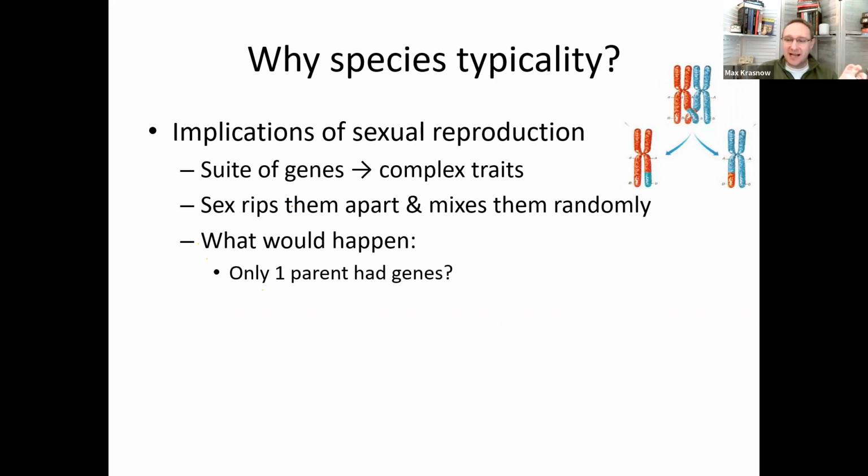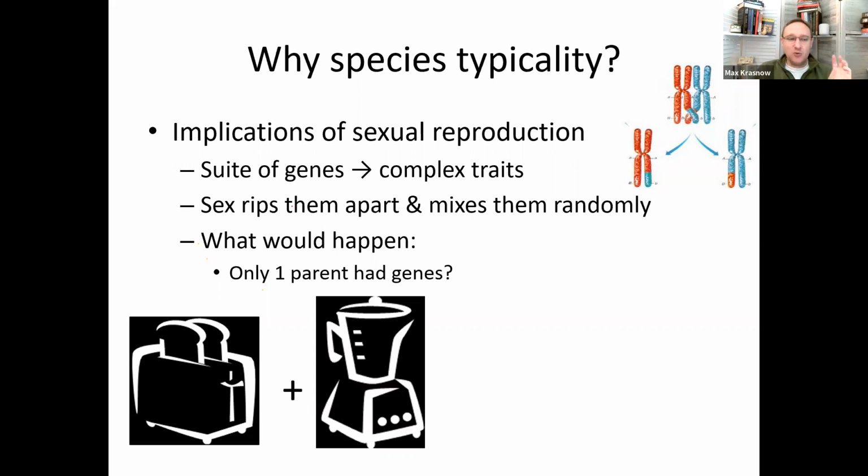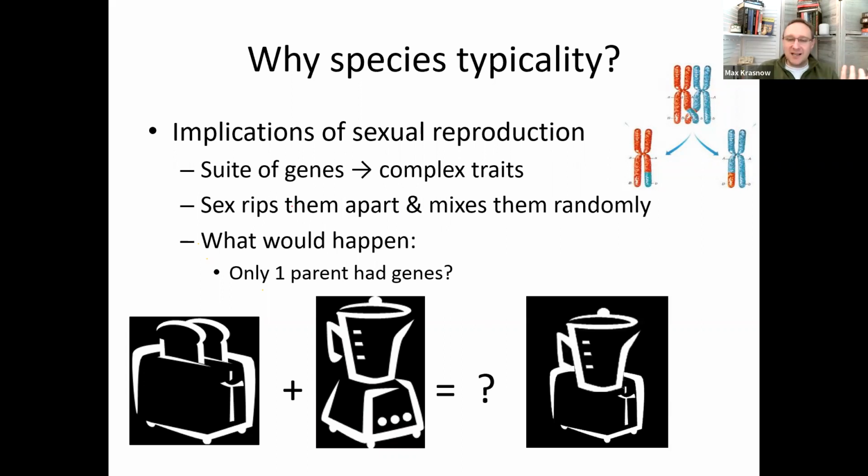To make a simple analogy, imagine that you had a toaster and a blender, and you broke the toaster down into parts, and you broke the blender down into parts, and you took 50% of the toaster parts and 50% of the blender parts and tried to put them together to build something. What do you think you would get, right? You certainly wouldn't get a machine that could either blend or toast, right? It would not work.